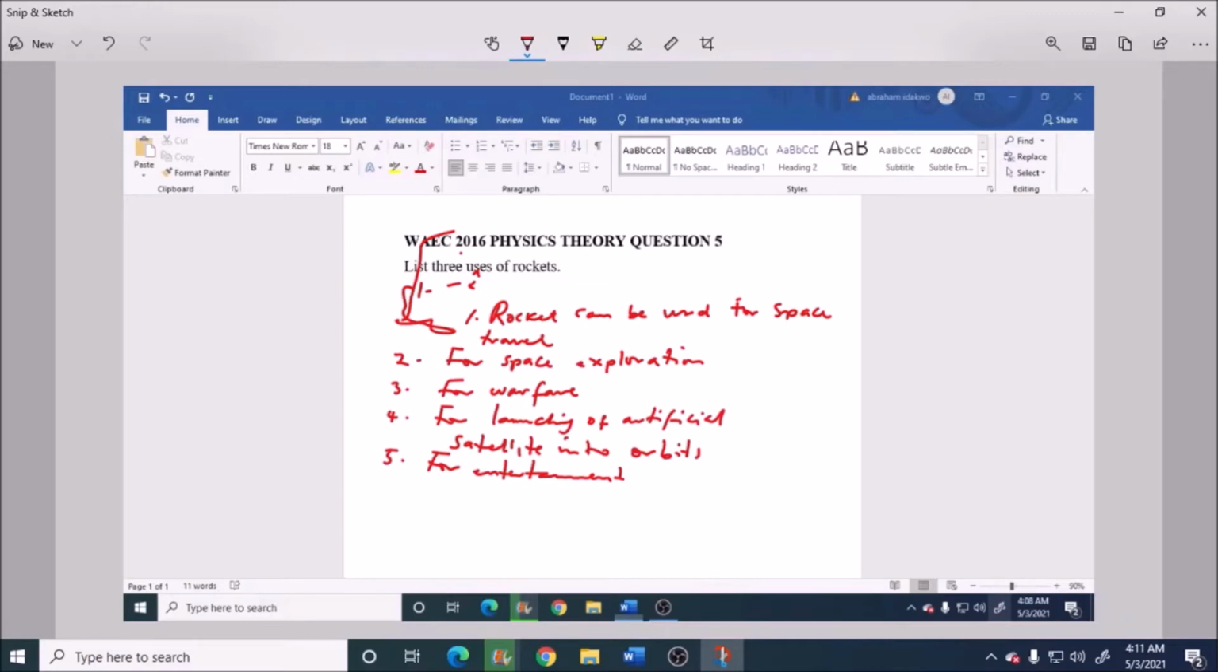So these are the uses of rocket. We were asked to list 3, but I have given 5 uses of rocket. Number one, rocket can be used for space travel. Rocket can be used for space exploration. Rocket can be used for warfare. Rocket can be used for launching of artificial satellites into orbit. And then lastly, rocket can be used for entertainment, e.g. fireworks.